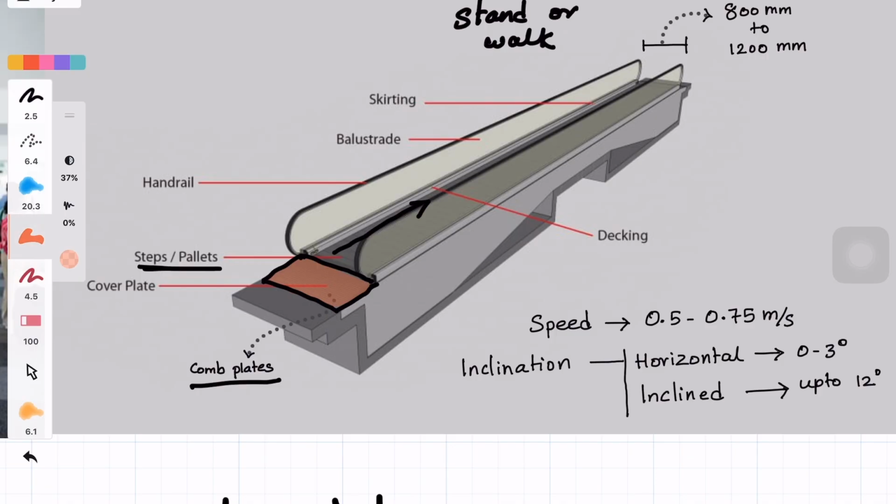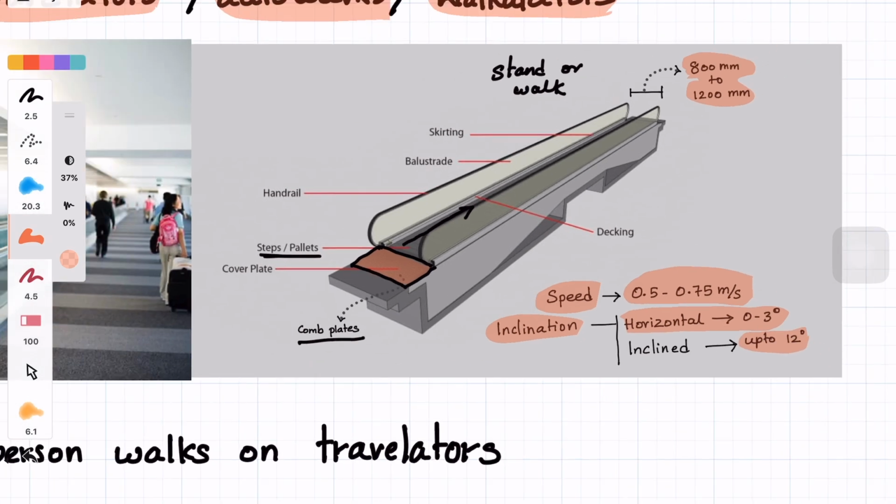The width of the walkator ranges from 800 mm to 1200 mm based on the crowd density. The speed of the walkator ranges from 0.5 to 0.75 meters per second. The upper cap is limited to 0.75; a walkator should not operate at more than 0.75. For horizontal walkators, the inclination angle is 0 to 3 degrees. For inclined surfaces, it goes up to 12 degrees.